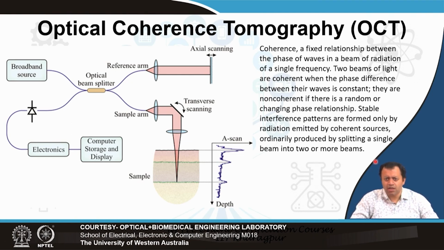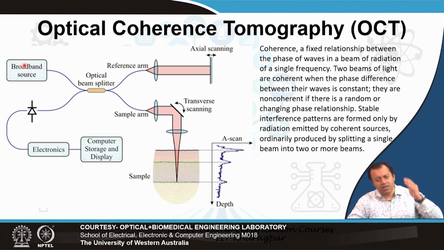Remember, coherence is a fixed relationship between two different waves. Either they maintain the same phase with respect to one another as they travel, or they maintain the same amplitude as they travel through distance. So, in optical coherence tomography, OCT, you have a broadband light source.